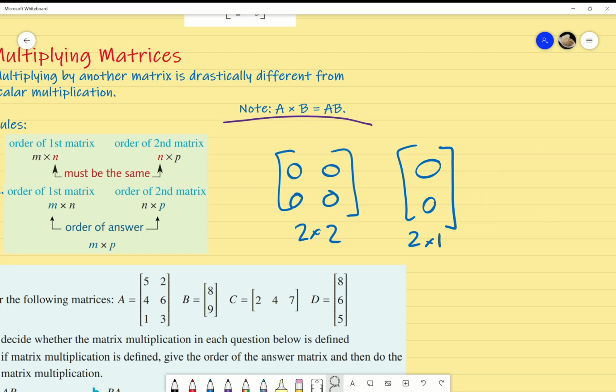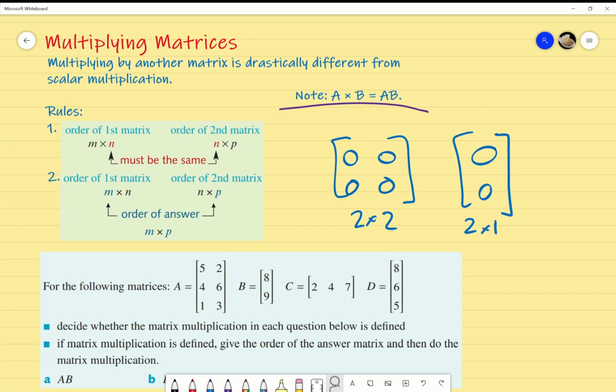Let's move it back. So I've deemed that we can multiply these. Once I've determined that, I'm going to look at the numbers on the outside. The numbers on the outside tell me the order of the matrix I'm going to end up with. So in this case, when I multiply these two matrices, I should end up with a 2 by 1. So the numbers on the inside must be the same, and the numbers on the outside give me the order of the matrix we're going to end up with. Any questions about that?